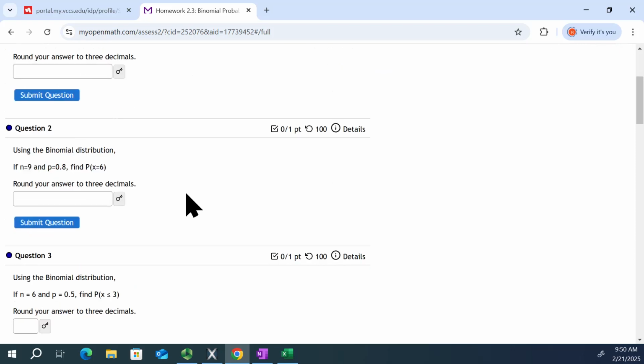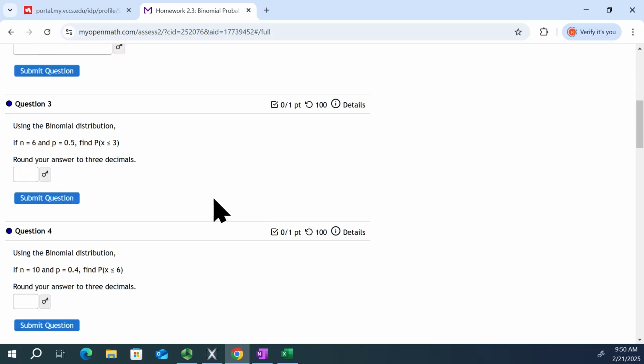This is the same thing, different numbers, the probability of exactly 6. So you use a 0 at the end. Here, the probability that x is less than or equal to 3: 3, 2, 1, and 0. This is cumulative with 6 trials, probability of success of 0.5, with 0, 1, 2, or 3.